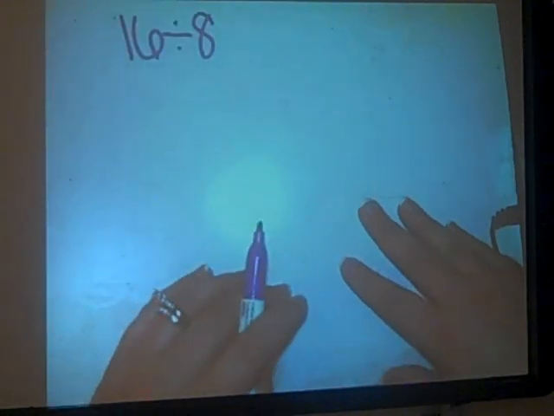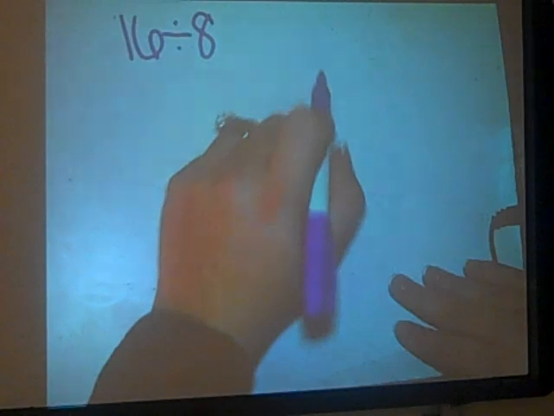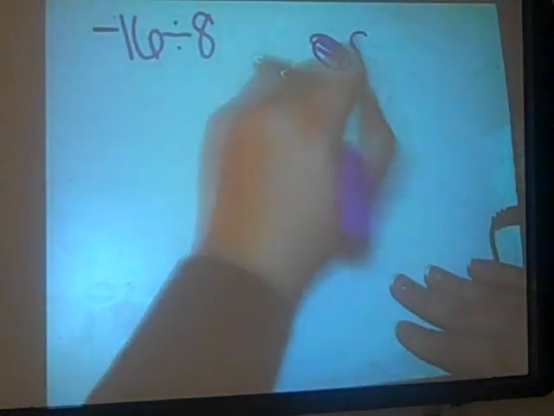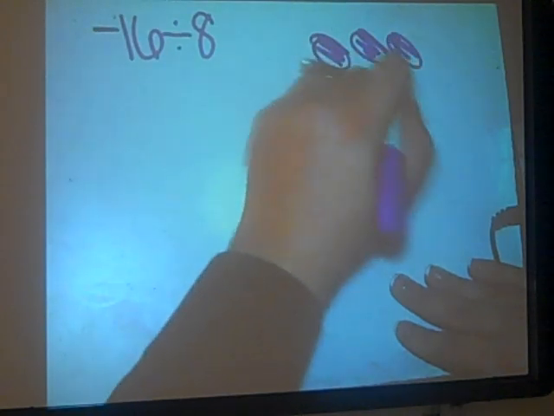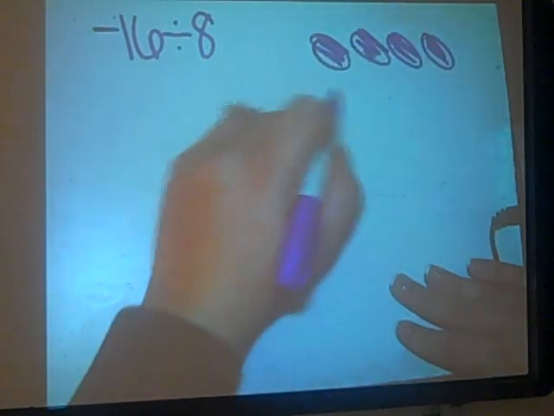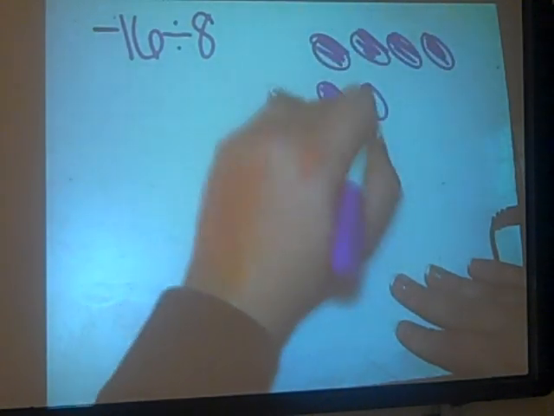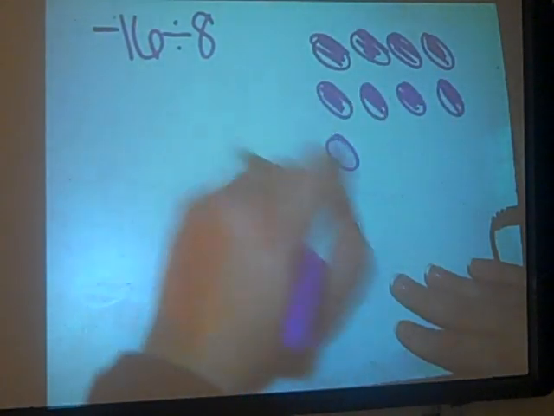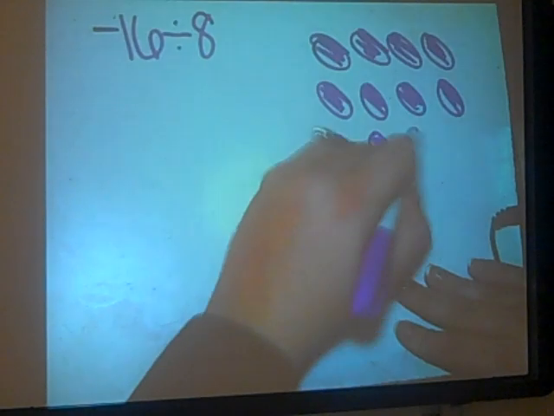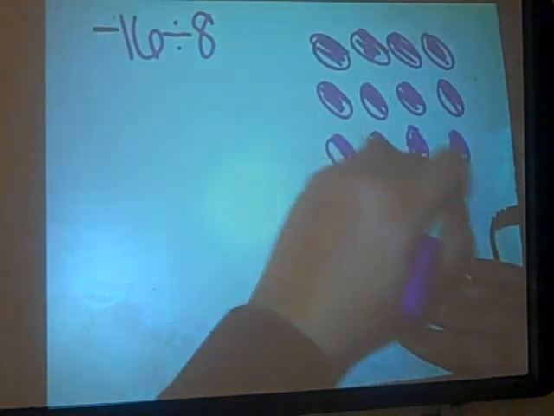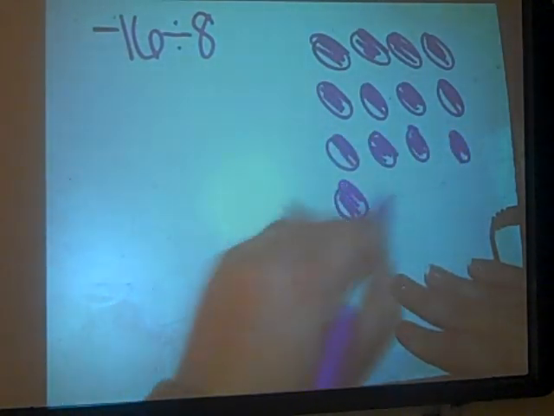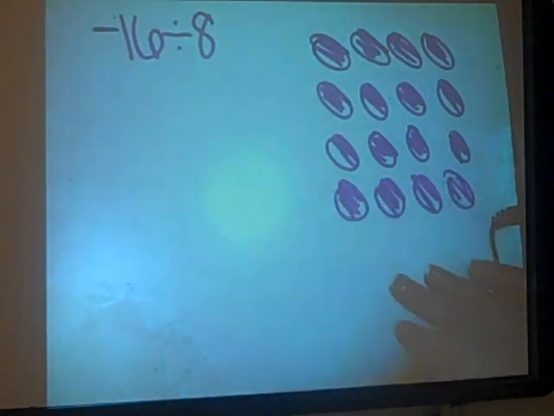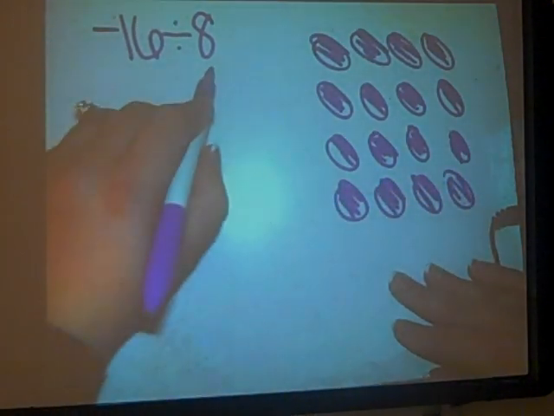So let's have 16 divided by 8. So I need negative 16 divided by 8. So negative 16 off to the side. 1, 2, 3, 4, 5, 6, 7, 8, 9, 10, 11, 12, 13, 14, 15, 16. And so this tells me the number of groups.